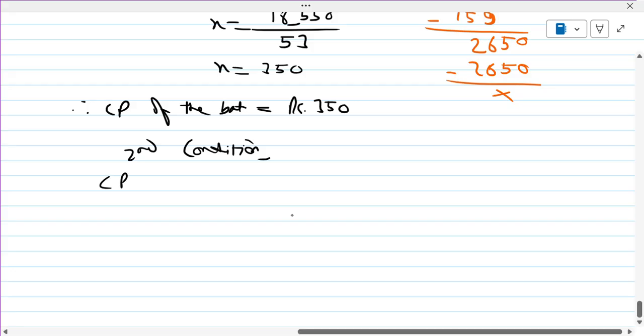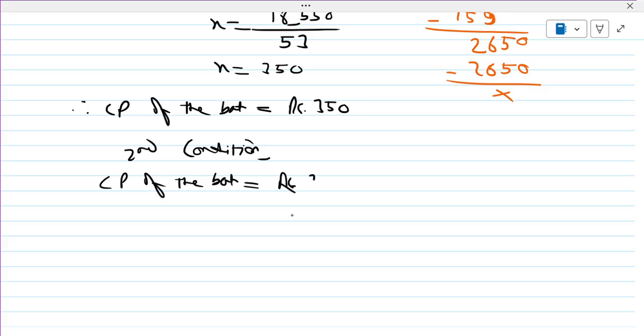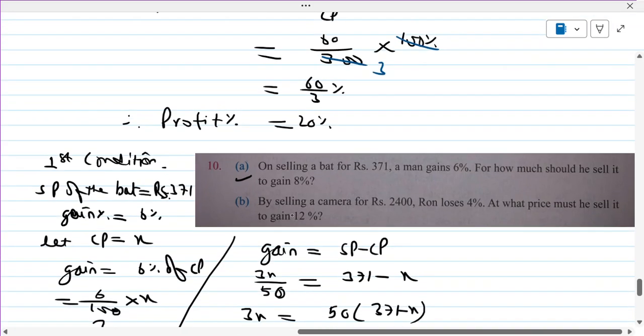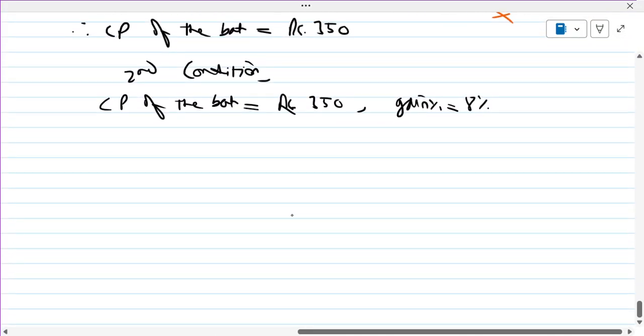So the cost price of the bat is rupees 350, and now he wishes to sell it at a gain of 8%. At what price should he sell it to gain 8%? We are asked to find the selling price of the bat if he wishes to gain 8%, right?